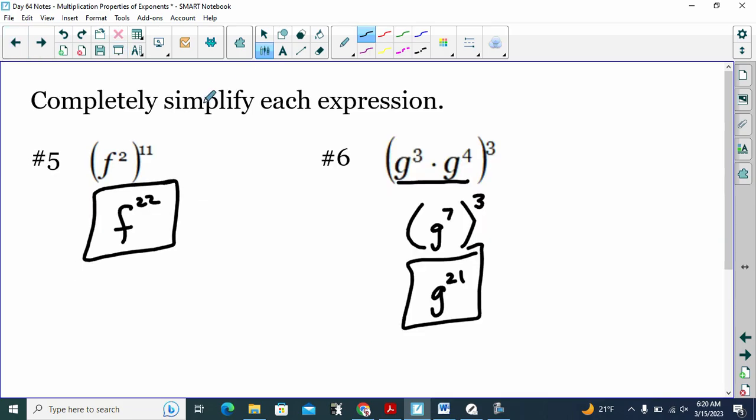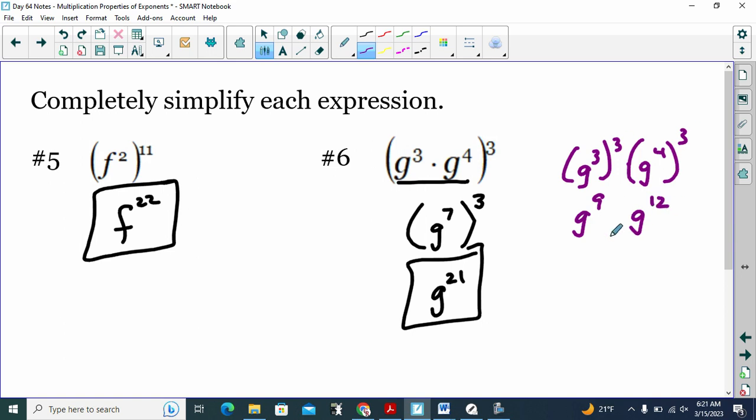Going back to the previous example, I could have done this one that same way. We could have done g to the 3rd to the 3rd, times j to the 4th to the 3rd. Distributed this. Power of a power, we multiply. 4 times 3 is 12. Now, when we multiply, now we add. 9 and 12 make 21. Either way, I get the same answer. I think it's easier if we do it the way that we initially did, but we could do it either way.